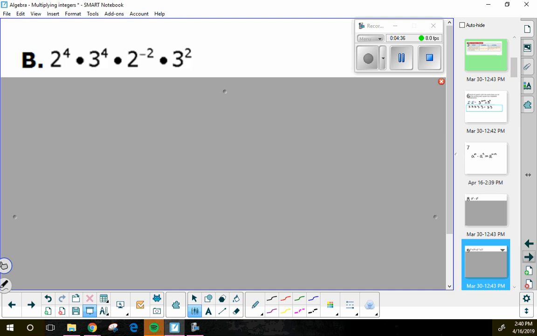We're going to pick out which 2 different bases I have. They don't all have the same base, right? So what are my 2 different bases? 2's and then 3's. So anytime I see a 2, I'm going to add those exponents. What is 4 minus 2? 2. So that's going to equal 2 to the 2nd. And then what is 4 plus 2 times 3 to the 6th? That's the answer to that. That is that simplified.